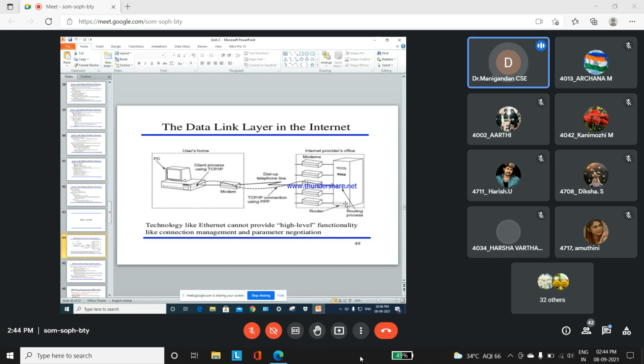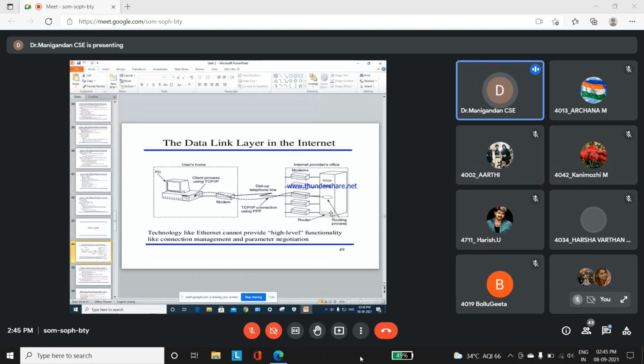For example, in a mobile also there is a daily plan, daily 1 GB or 1.5 GB. If usage exceeds that limit, the internet service cannot be accessed. In the same way here also, based upon the monthly, quarterly or yearly plan, the internet service provider will provide the internet to the particular destination. Okay, this is the data link layer in the internet. This diagram shows the data link layer in the internet.